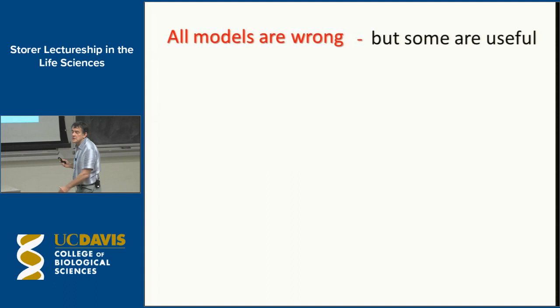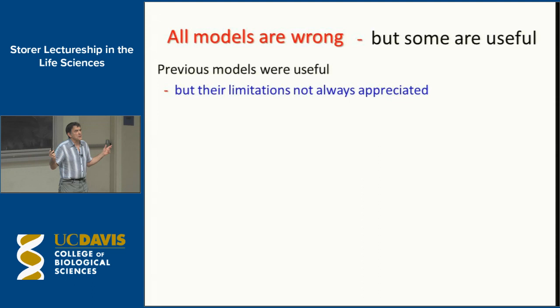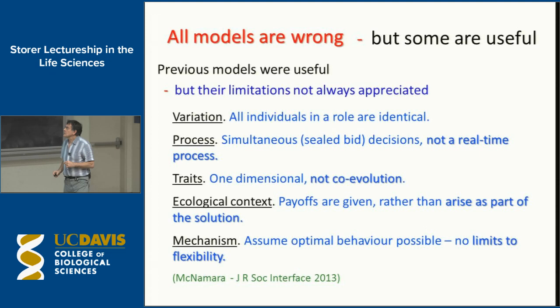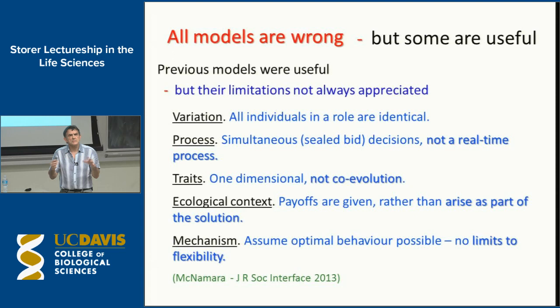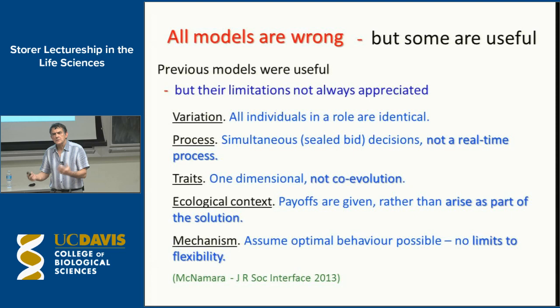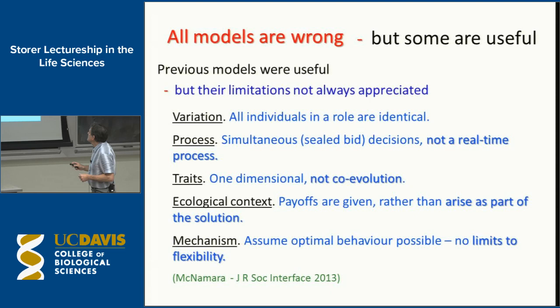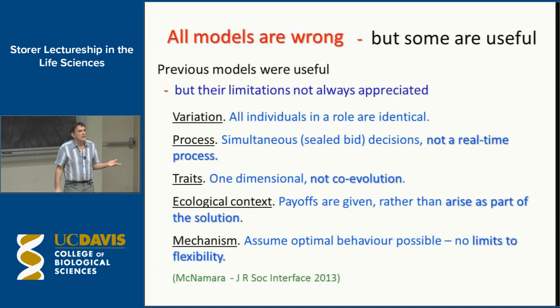I'm not saying that these previous models we've had in game theory have not been useful, but I think that quite often people haven't realized their limitations. It's worth looking at the assumptions behind many of these games and thinking about what the consequences of these assumptions are. For example, it's typical to assume all individuals are the same, or all individuals in a role are the same. So in the parental effort game, it was assumed that all males are the same and all females are the same in their abilities to care.